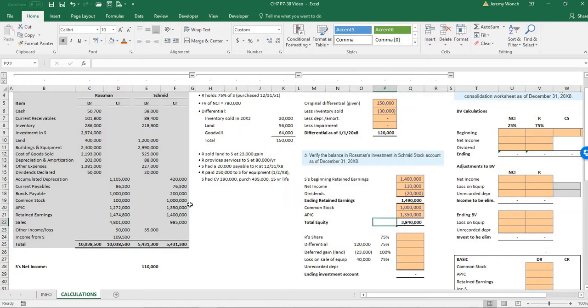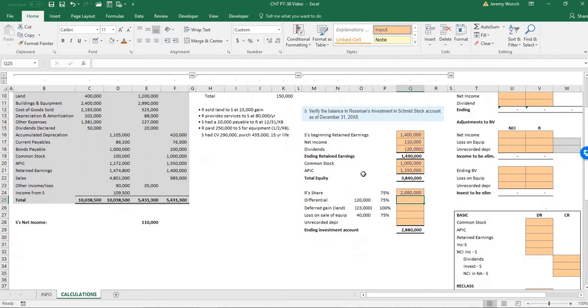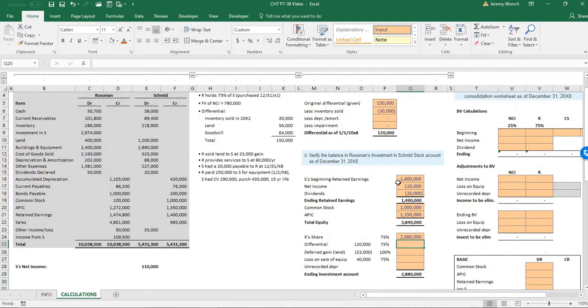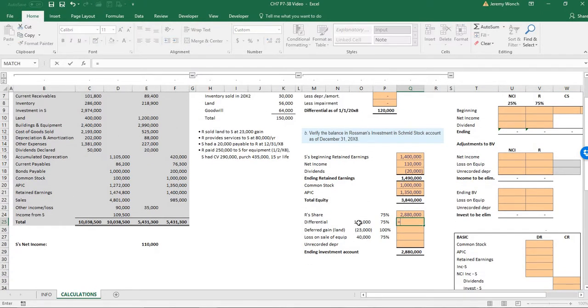And so that gets us to the total equity, but we only own 75% of the subsidiaries. We want to take the total equity and multiply it times what the parent's share is. And so now, that's all the book value adjustments, and now we want to adjust for things that are outside that book value. The first is going to be that differential that we calculated up here. So that is going to be our 1.2 million, or 120,000 times 75%.